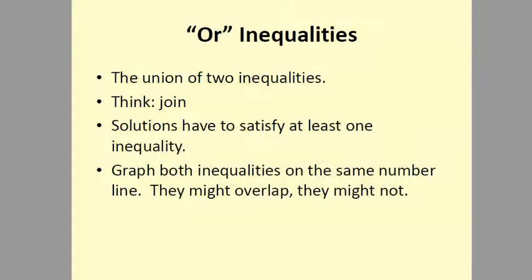When you think about an "or" inequality, you're thinking about the union of two inequalities. So union, I want you to think join two things together, kind of like just combining, adding two things together. The solutions to an "or" inequality have to satisfy at least one of the inequalities. So there could be a number that satisfies one inequality but not the other, or there could be a solution that satisfies both. And all of those together are the solutions for the entire inequality. When you're graphing, you're going to graph both inequalities on the same number line. They might overlap, they might not overlap.